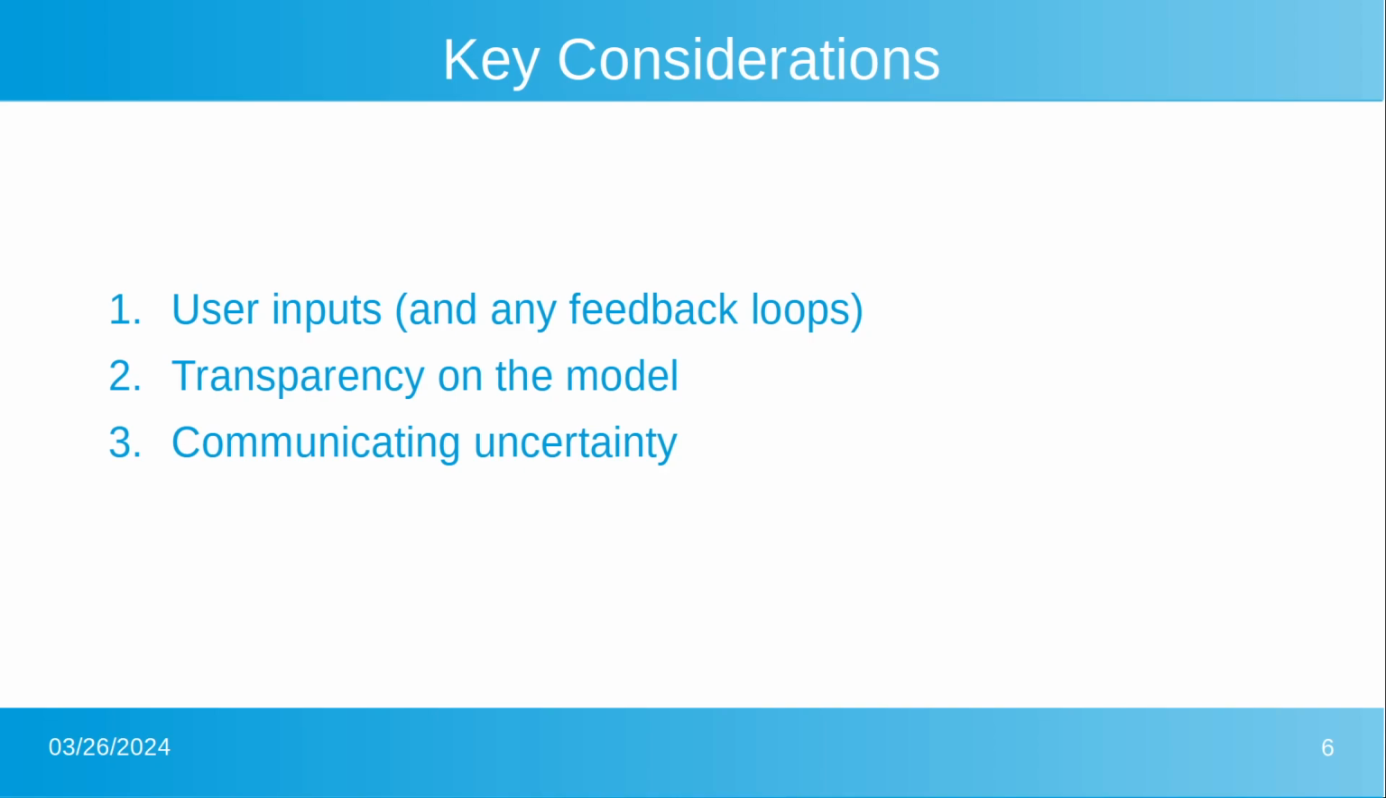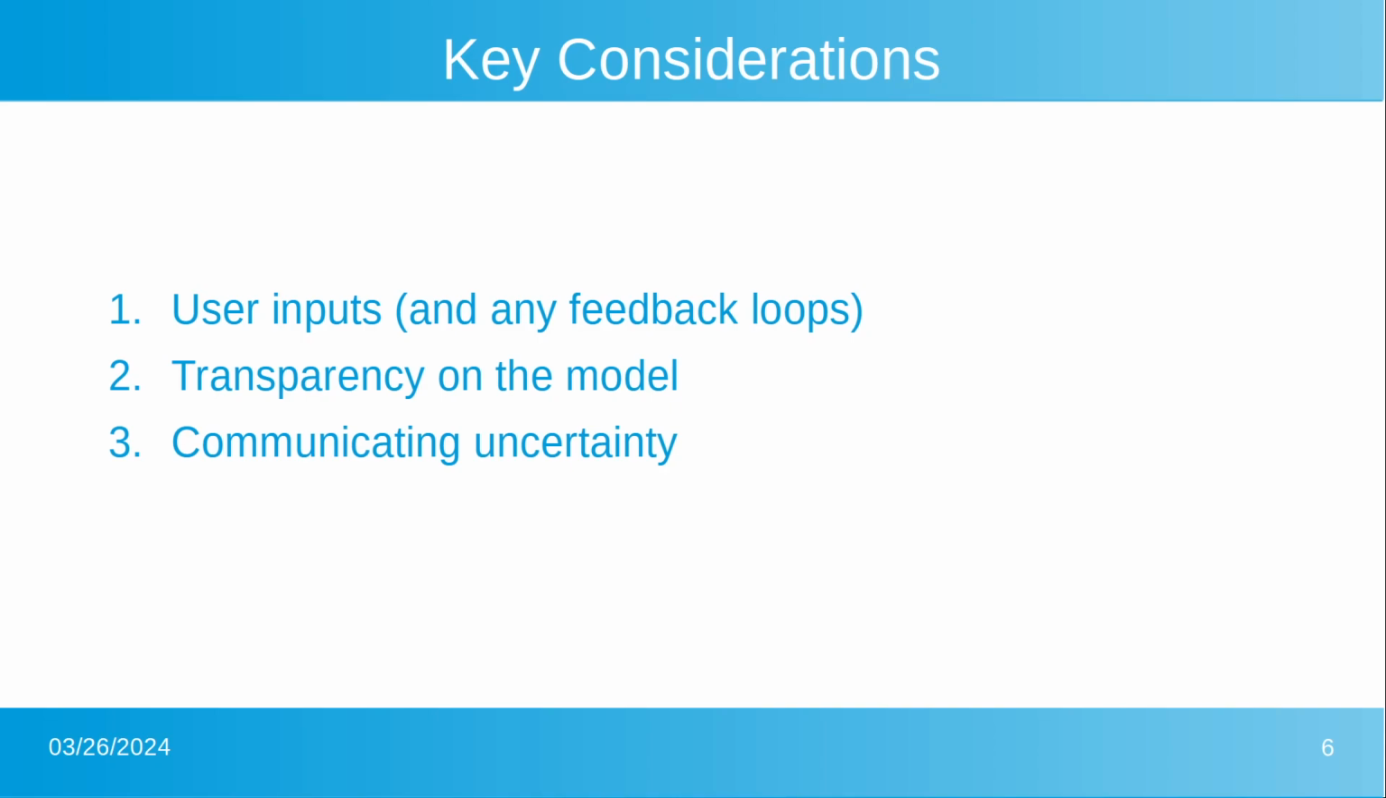Transparency on the model. The AI model's recommendations and decision-making process should be transparent to the user. This could involve providing explanations for recommendations and highlighting the factors considered by the model, such as environmental impact metrics and nutritional values.